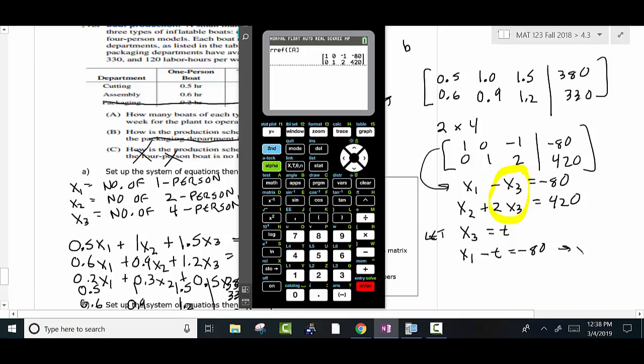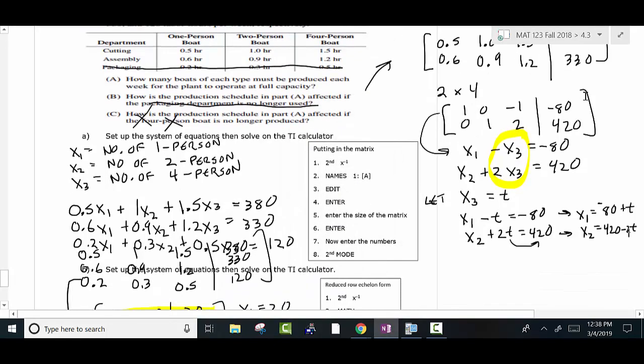So solve that for x1, you get x1 equals negative 80 plus t. And then for x2, you would have x2 plus 2t equals 420. Okay, so again, you just take that and solve that for x2. If you move that over, you would get x2 is equal to 420 minus 2t. So you would write this solution. Then I'll show you a little bit of what some of the specific solutions are.